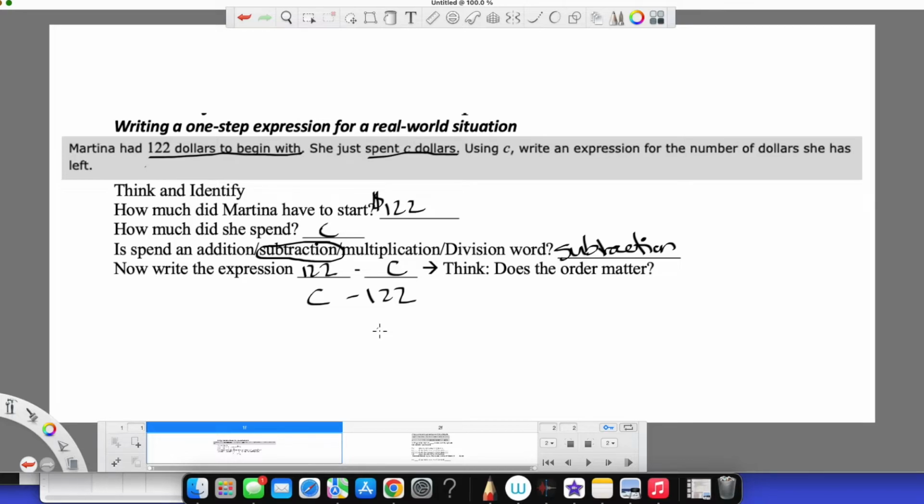All right. So it does really matter the order of how I write this, because 122 minus C is different than C minus 122. This expression on the bottom means I'm starting with some amount and I'm taking $122 away from it. This does not mean I started with 122 and I'm taking C away. So be very careful about how you're writing this, especially when it's a subtraction problem. The order is very specific. Okay? All right.